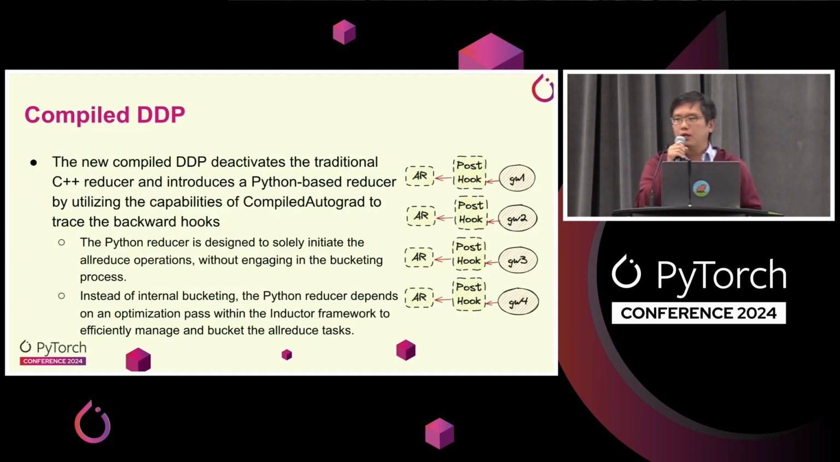But I just said that because there will be a lot of all-reduce if we don't do bucketing, the communication efficiency will be bad. So we also implement a bucketing logic inside the torch inductor, where at that phase we already have the full graph of the backward. So we can do the all-reduce bucketing easily inside torch inductor.